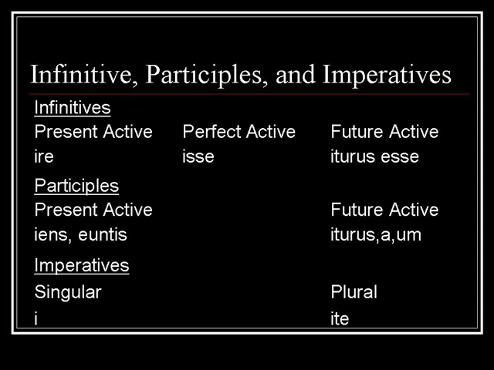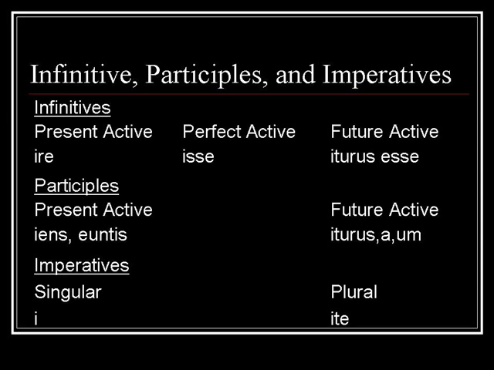The infinitives, participles, and imperatives of eo are formed as follows. Infinitives: present active, ire, to go; perfect active, isse, to have gone; future active, iturus esse, to be about to go. Participles: present active, iens; the genitive, euntis, meaning going.